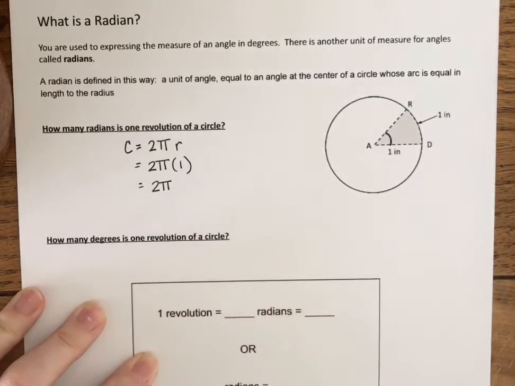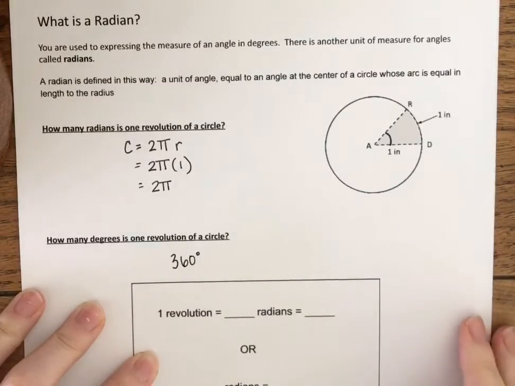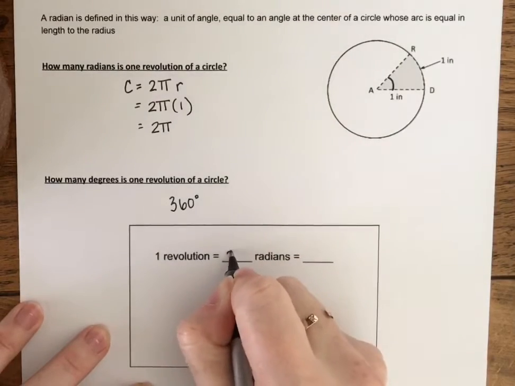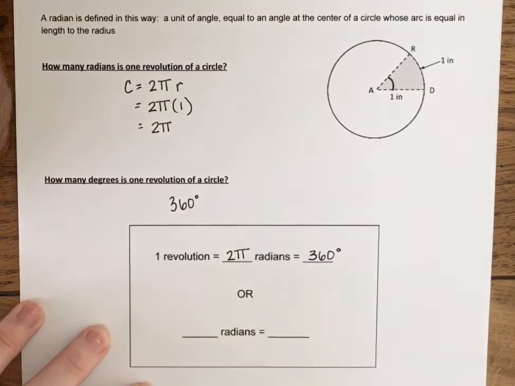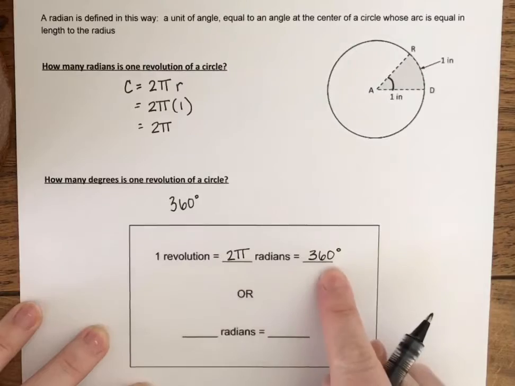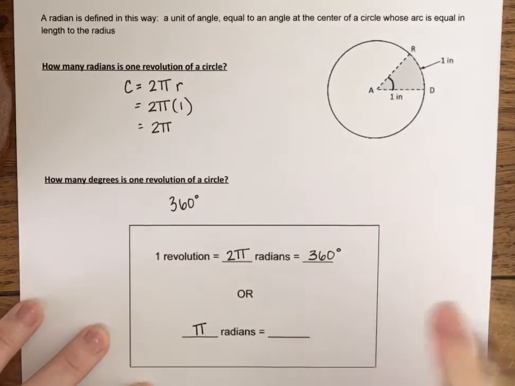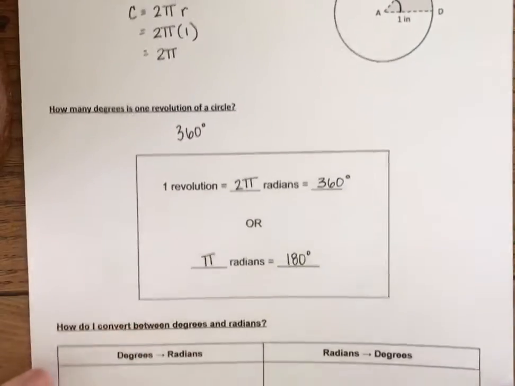Okay, now how many degrees is in one revolution of a circle? Degrees, we should hopefully know this, all the way around my circle is 360 degrees. Okay, so comparing these two things, one revolution around the circle is 2 pi radians, which is equal to 360 degrees. Now, we're going to make those numbers a little bit smaller just so that they are easier to work with. If I divide both of these by 2, 2 pi divided by 2 is just going to give me pi radians would be equal to 180 degrees.